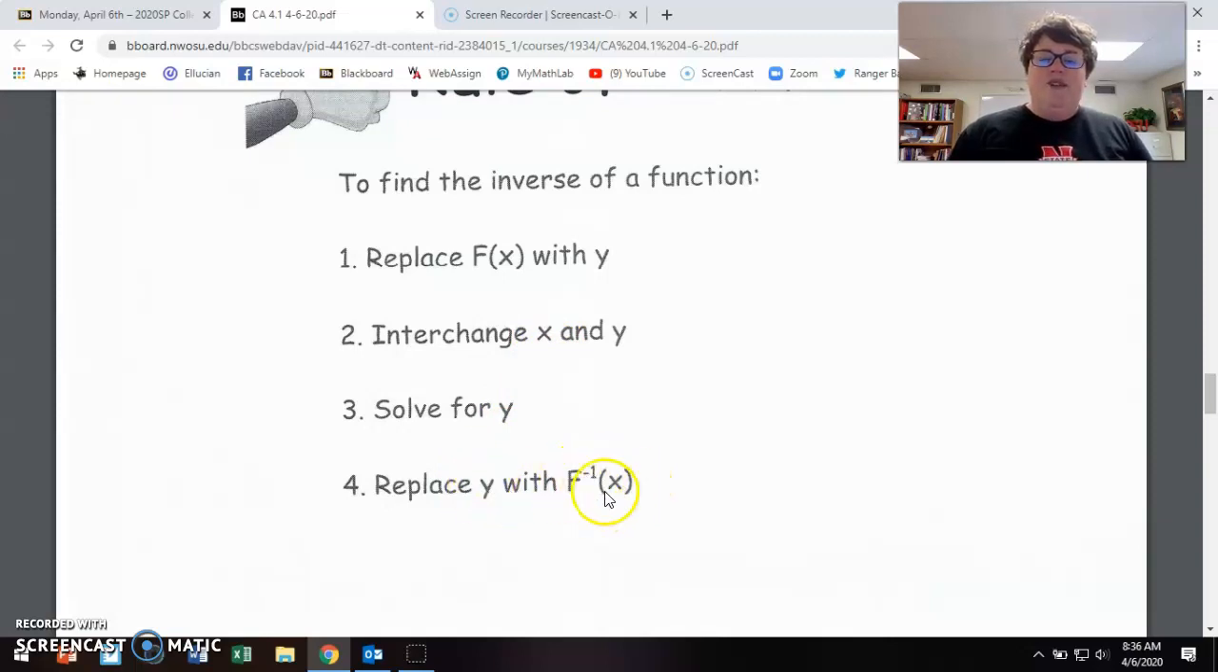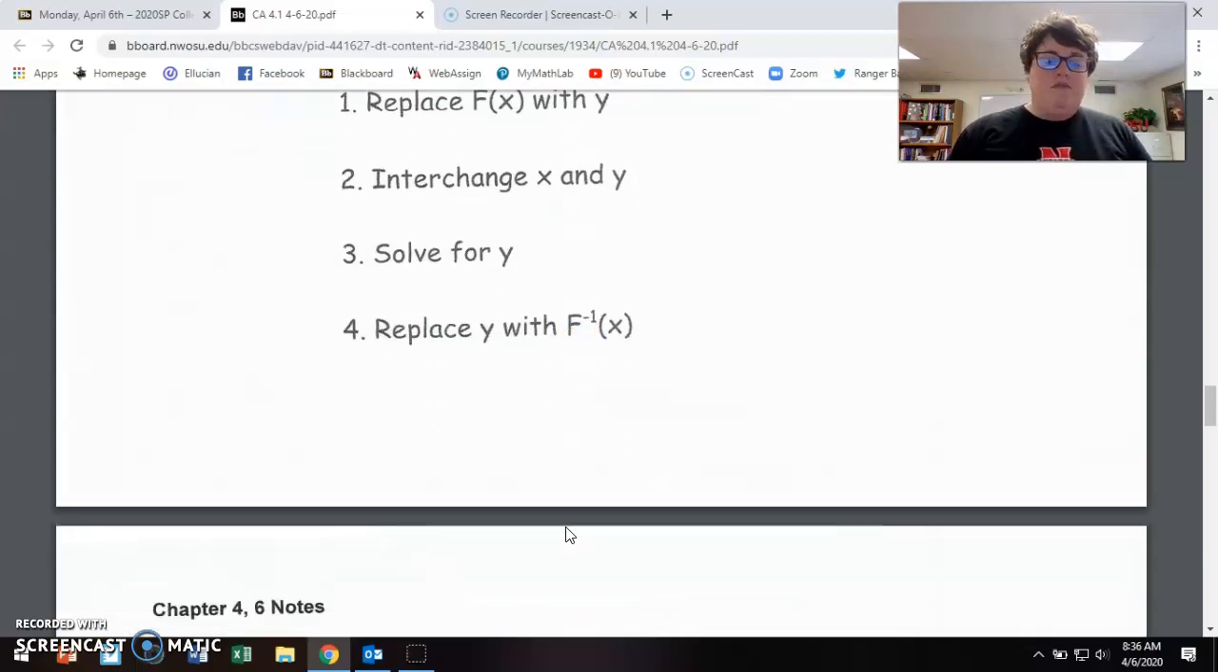So f negative 1 of x. This is what is denoted as inverse notation. If it starts f of x, you want to end with f negative 1 of x. If it starts g of x, you're going to end with g negative 1 of x. If it starts h of x, h negative 1 of x. So it's just denoting that it's your final inverse.